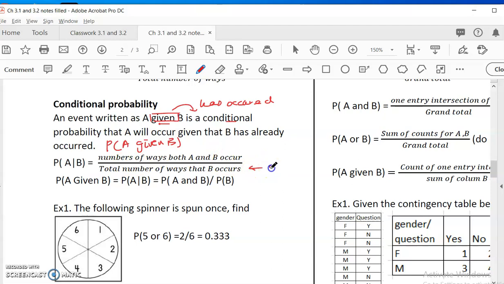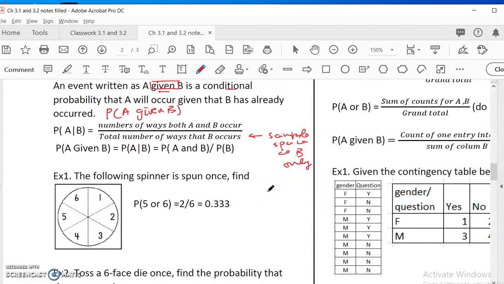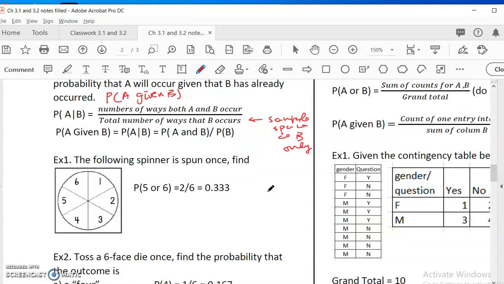Over a new sample space. The sample space is not all the different ways, but the sample space of B only. So how many ways can B occur? Because we assume that B has happened. So let's practice doing or, and, given. So basically these three things.